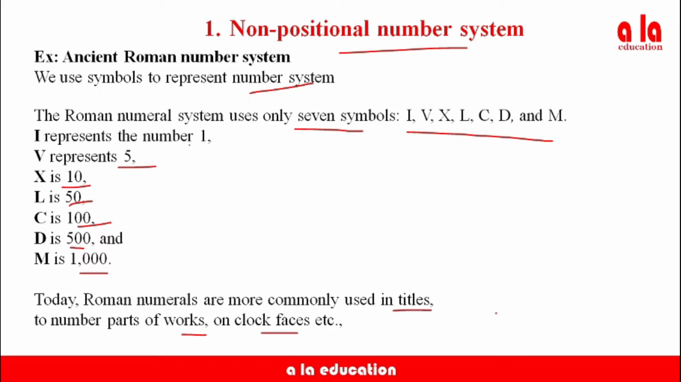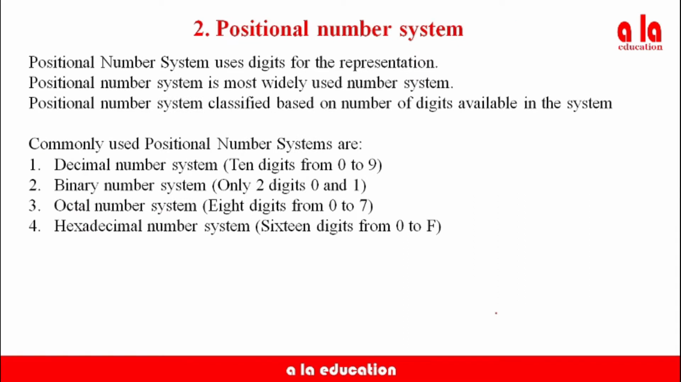Now we'll move to another type, that is the positional number system. The positional number system uses digits for representation. But in the ancient system we are not using digits, we use symbols. In the positional number system we use digits, and it is the most widely used number system.